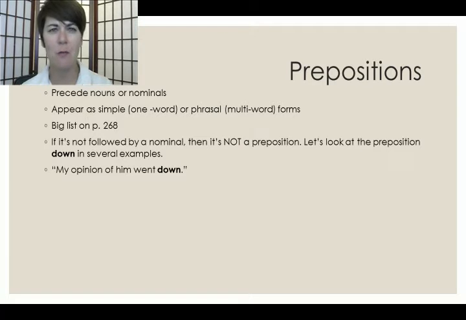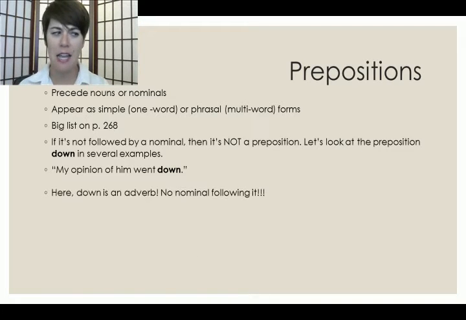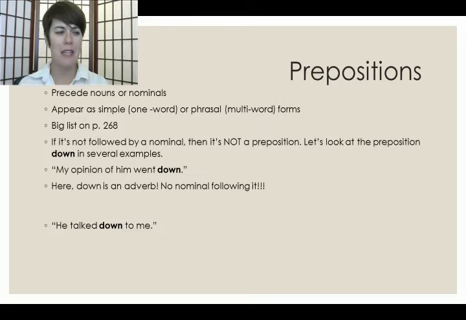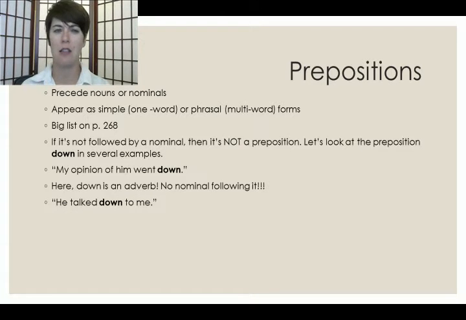Let's look at the preposition down for some ideas of how this works. My opinion of him went down. Well, check the word that follows down. Oh, there is none. It can't be a preposition. It has no object. In that case, down has got to be an adverb, right? It's telling us where our opinion of him went. What about in the expression, he talked down to me? You'll notice that down is followed by something, but it's followed by to me, which is not a nominal, but rather a verb phrase. Talk down, down is the particle in the phrasal verb.